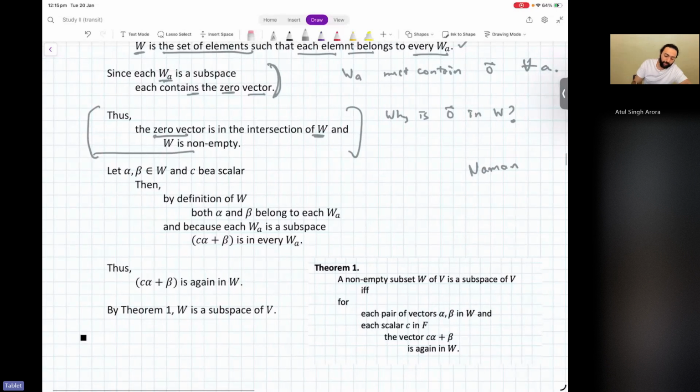Right. So stay with me. Let's go through the rest of the argument and make sure it makes sense. Let alpha and beta be in W, and let C be some scalar. Then by definition of W, both alpha and beta belong to each WA.